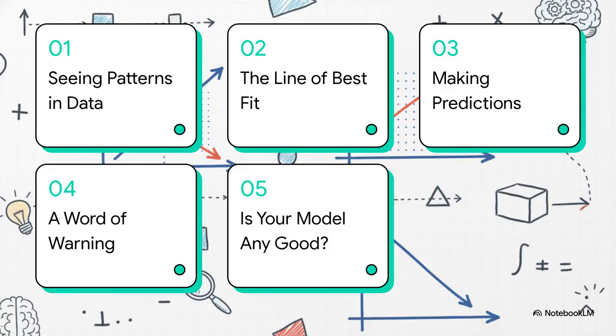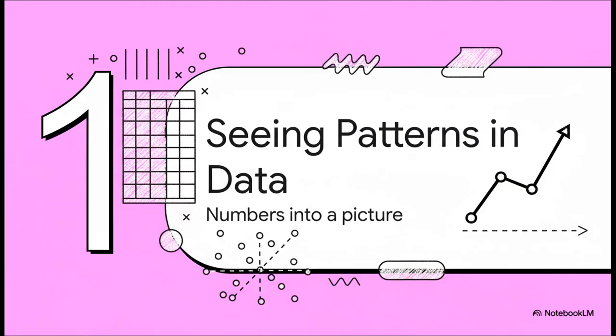Here's the game plan. First up, we're going to see how to take a boring list of numbers and turn it into a picture so we can actually spot a pattern. Then we'll figure out how to draw the one single line that best describes that pattern. After that, the fun part, using our line to make predictions. But, and this is a big but, we'll also talk about the crucial times when you shouldn't predict. And finally, we'll learn how to give our model a grade with one simple number. All right, let's get into it.